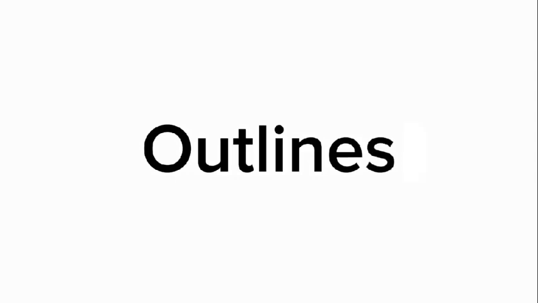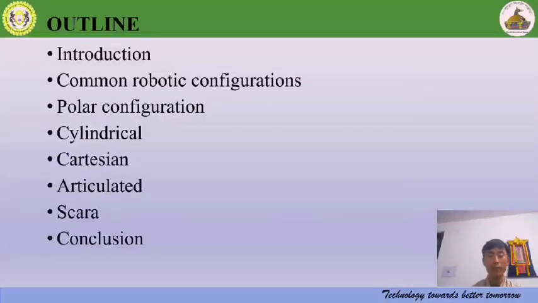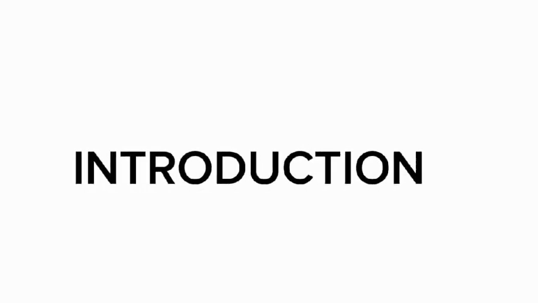Outlines. Here is the basic outline of our presentation. Firstly, I will briefly introduce what industrial robots are and then discuss various configurations of robots such as polar, cylindrical, Cartesian, articulated, and scalar.